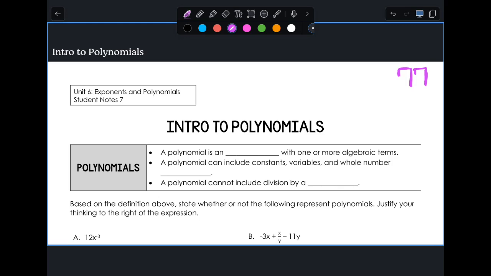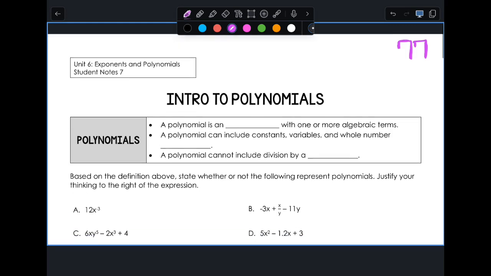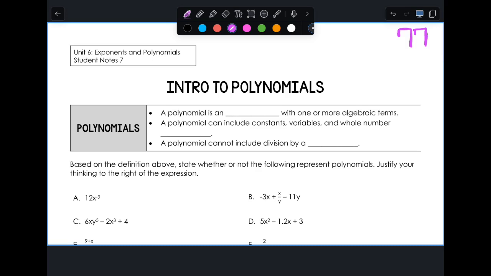Now, the second half of the unit is polynomials. Intro to polynomials. A polynomial is an expression. Who remembers the difference between an expression and an equation? Equation has an equal sign, okay? A polynomial can include constants, variables, and whole number exponents.